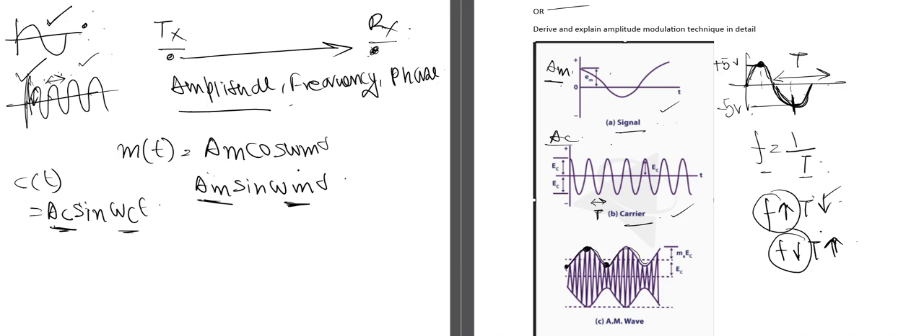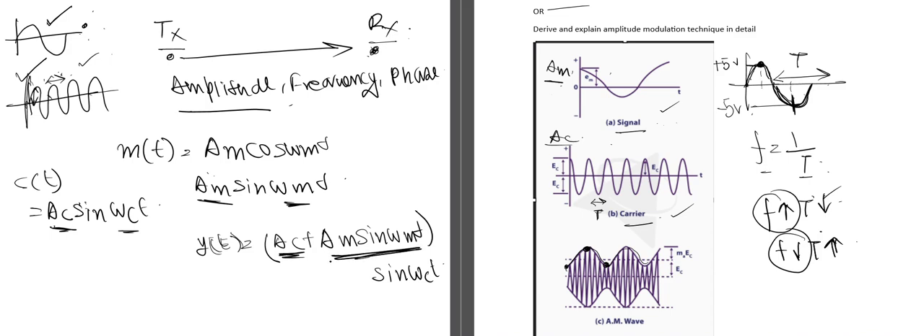Let us say the output signal is y of t. Y of t is equal to A_c plus A_m sine of omega_m t, into sine of omega_c t. This is our output expression, because the amplitude will get modulated according to this message signal. So we are just adding it: A_c plus A_m sine of omega_m t, into sine of omega_c t.